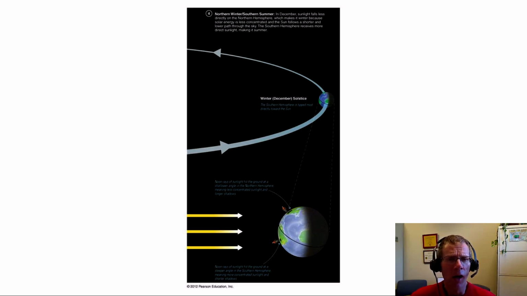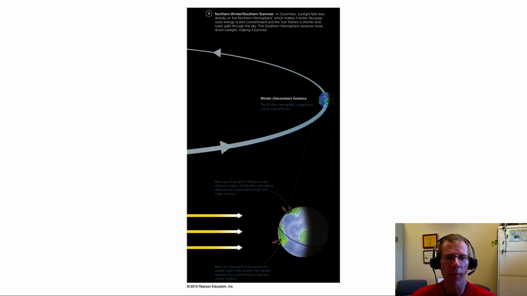Wintertime, so there again, northern hemisphere, the flashlight that in the summertime was like this, in the wintertime it's more like this. So the light is spread out over a greater area, which means that it's not going to be as warm.